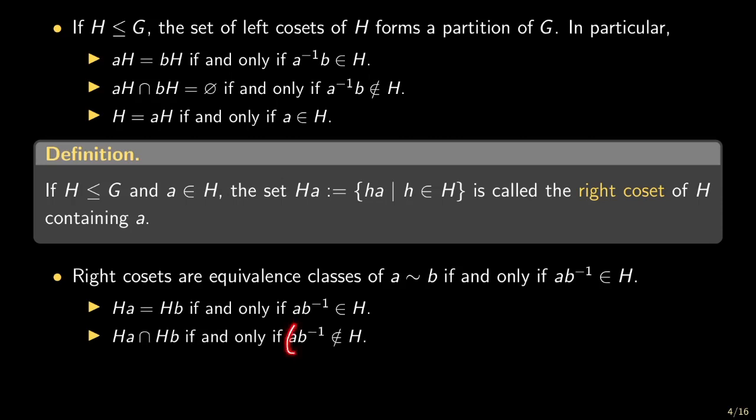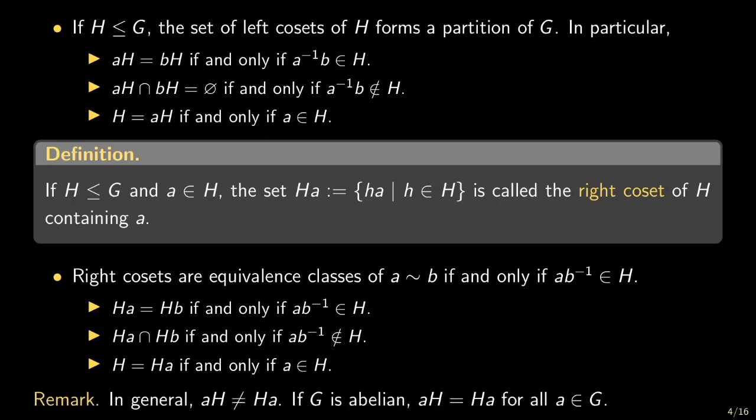And if AB inverse is not in H, then this intersection is empty, disjoint. And the right coset HA equals H if and only if A belongs to H. In general, AH is not the same as HA because a group in general need not be abelian. But in case where G is abelian, obviously AH will coincide with HA for any A. And we do not have a concept of left and right kung abelian ang group. We just call them cosets.